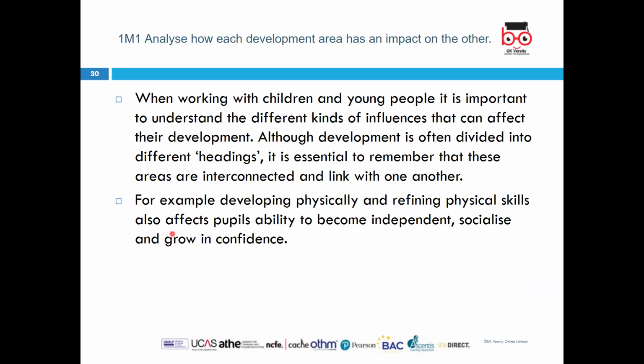So, nature has an impact on your development, and nurture has an impact on your development as well. Nature will be more genetic, nurture will be according to the environment. So, when working with children and young people, it is very important to understand different kinds of influences that will have an impact on their development.